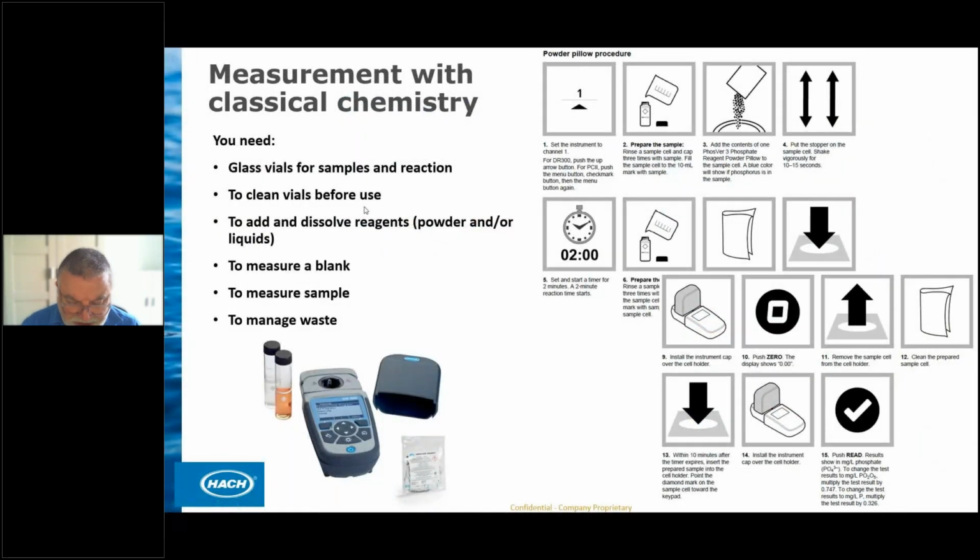Measurement with traditional chemistry uses liquid or powder reagents and requires many manual steps that are highly operator dependent. The quality of the results will be impacted by sample preparation, vial cleanliness, and of course the correct respect of procedures. They also need systematic blanks and require waste management.